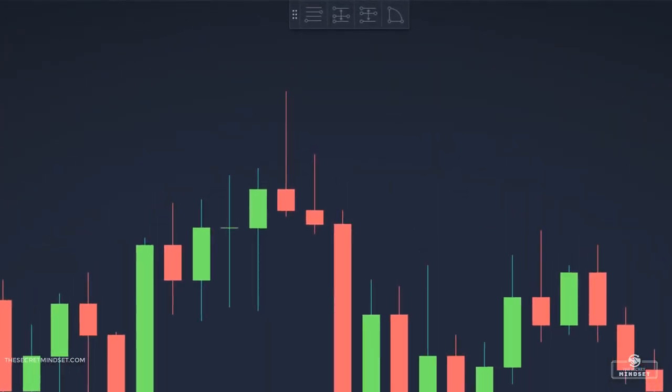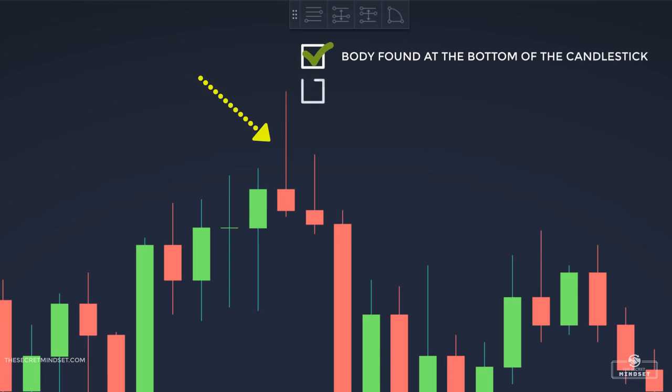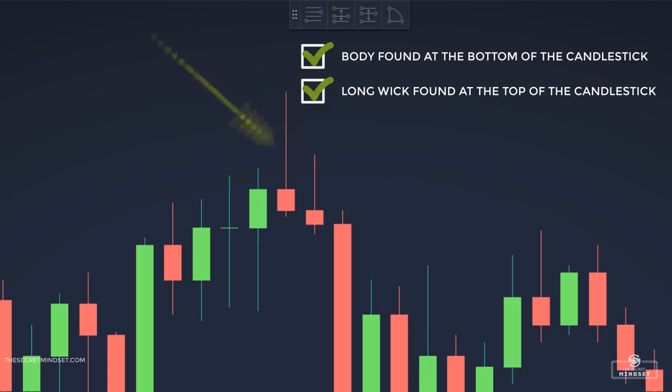This is a simple example of a bearish pin bar. Notice how the body is found at the bottom of the candlestick, and the long wick is found at the top. All bearish pin bars you'll see form in the market will follow this basic structure. They all have their body at the bottom of the candlestick and their wick at the top. Sometimes the body of the candle will not be found right at the bottom, like you see in this chart, but it will always be found in the bottom half of the candlestick.